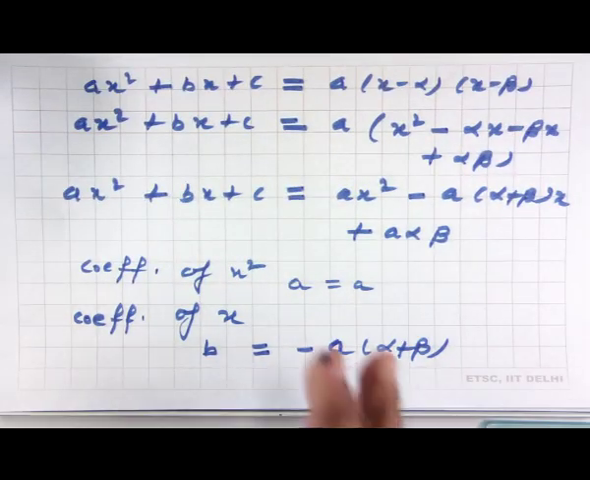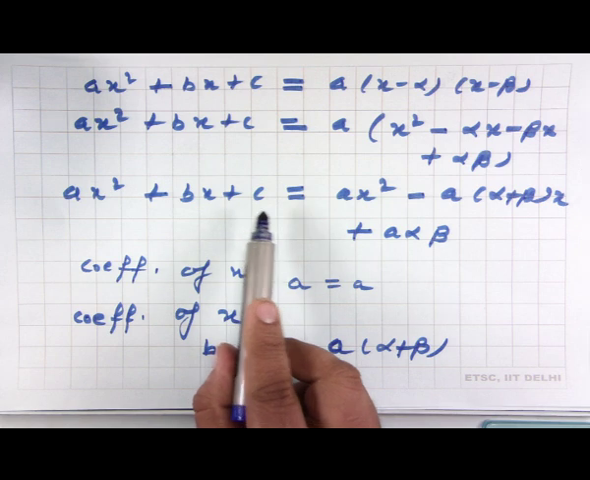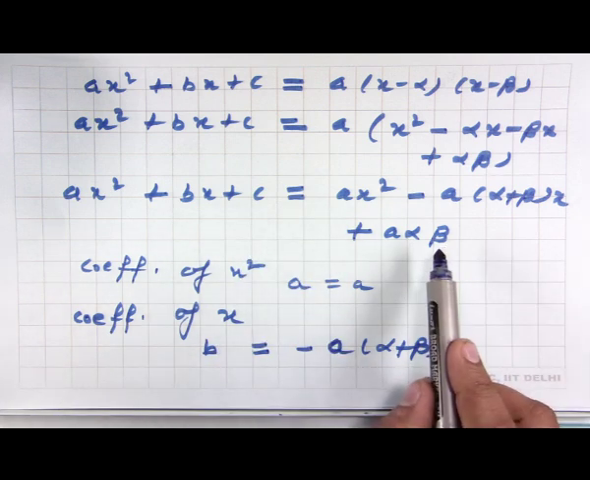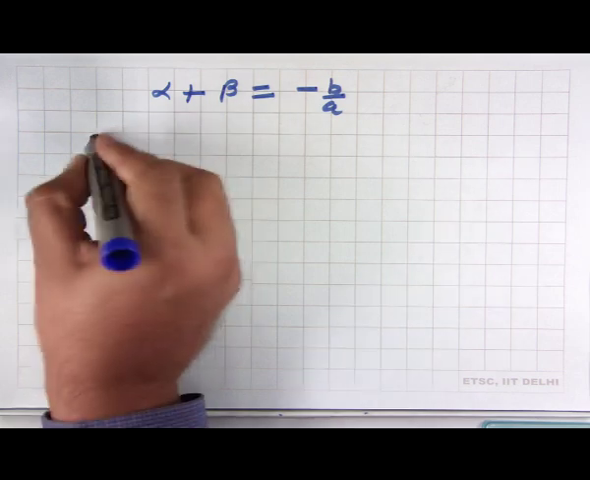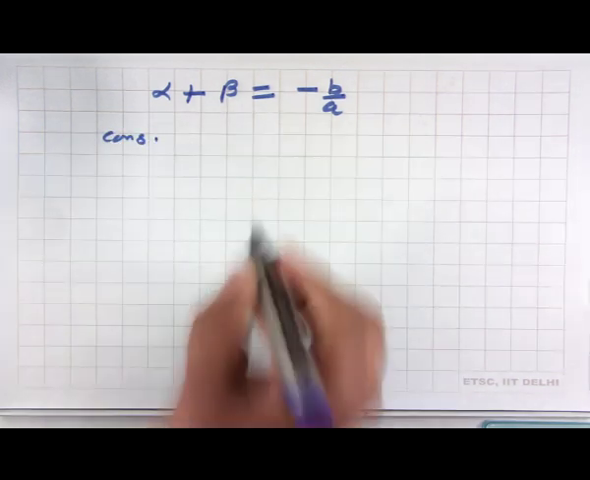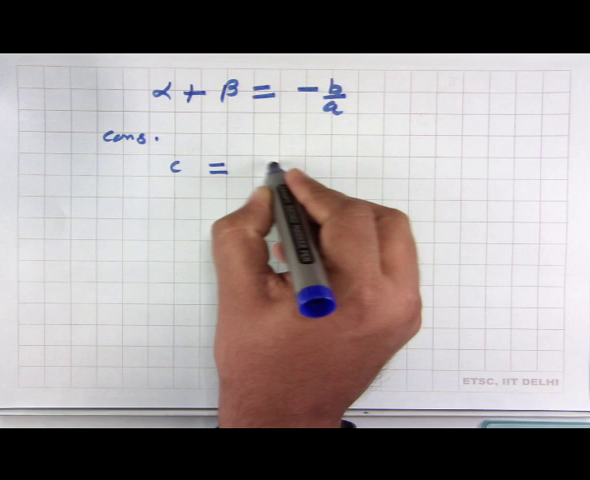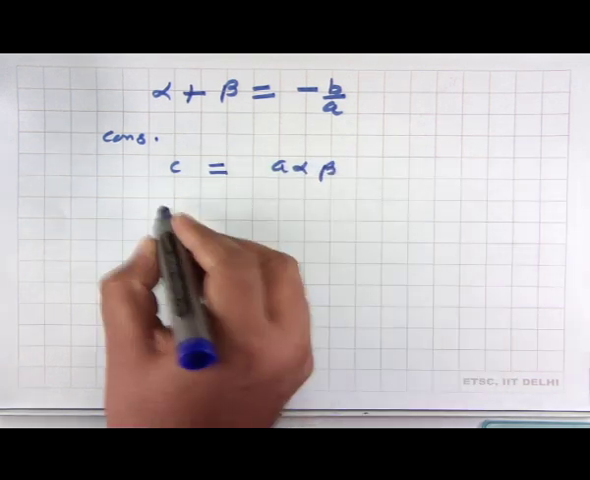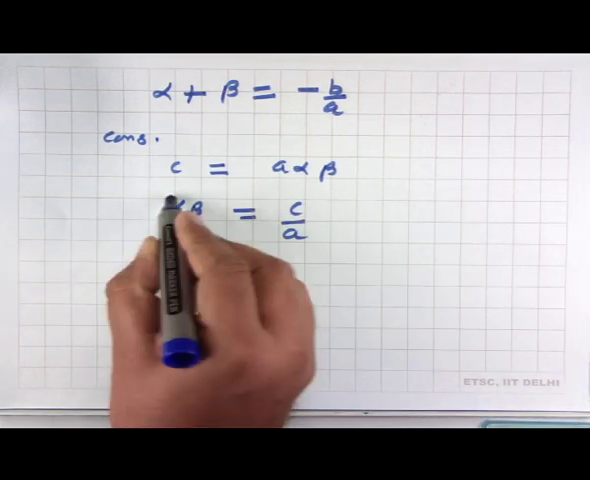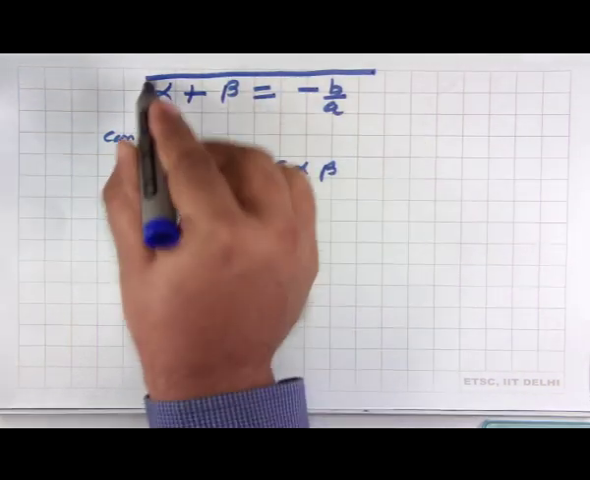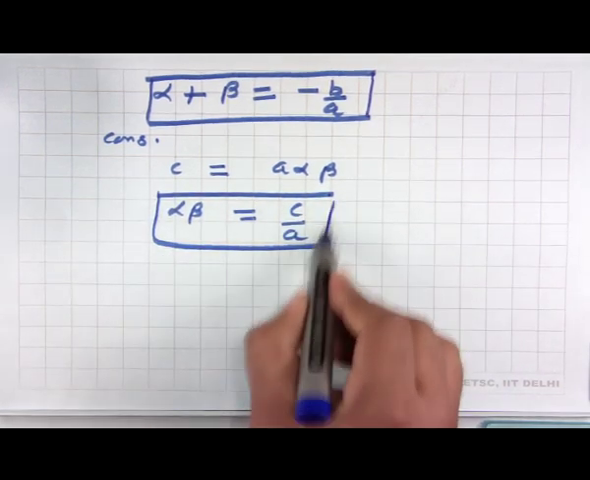Let us compare the constant part. Here the constant part in LHS is c, and in RHS it is a alpha beta. The value of alpha beta equal c over a. Now alpha plus beta equal minus b over a, alpha beta equal c over a.